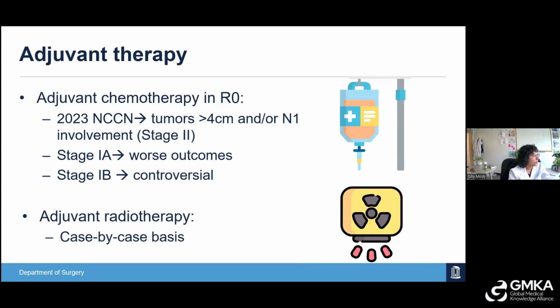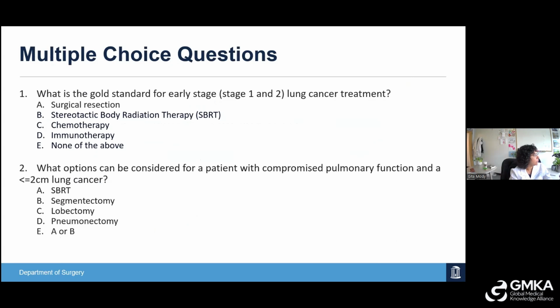So, we tell the stage 1 patients they don't do better with that. And even in 1B, it's a little controversial. We don't usually give 1B chemo, but if they have a greater than 4 centimeter tumor or an N1 node, we may recommend them to consult. Okay.